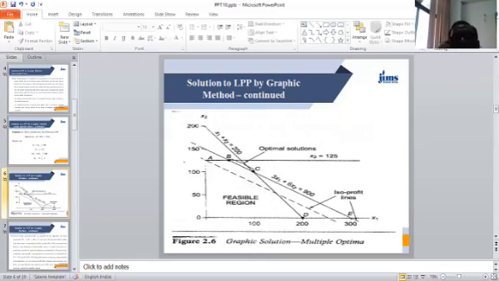So now we find the feasible region where all these 3 conditions are satisfied. So the points are O, A, B, C and D.